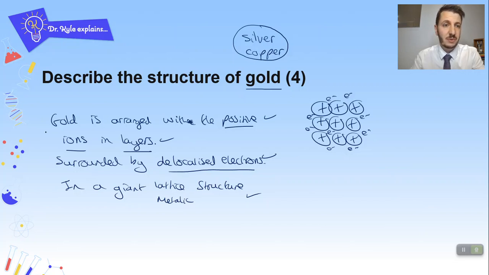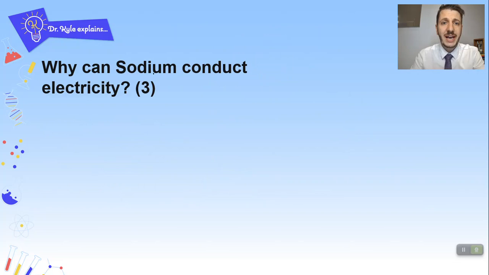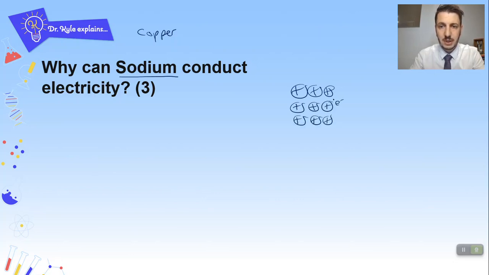Let's have another look at another question. Why can sodium conduct electricity? So remember, sodium is a metal. This could also be copper, or it could be lithium. It could be any of the metals. They can all conduct electricity. So again, our structure, positive, positive, positive. Let's think about it. We've got those layers of positive ions surrounded by our delocalized electrons. E minus, E minus, E minus, my delocalized electrons. And so let's think, why can it conduct electricity?